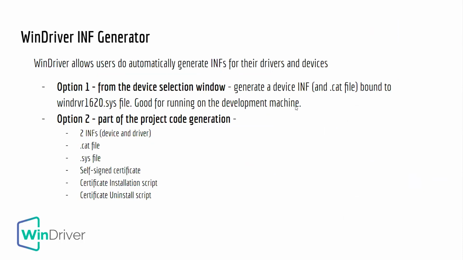So it was pretty straightforward in the previous version how to generate an INF with WinDriver. And now we have two options, and we will go through them right now. The first option is to generate an INF from the device selection window. What do I mean?